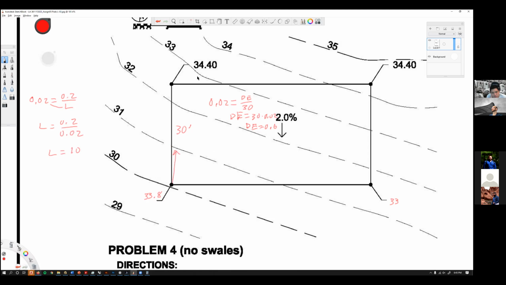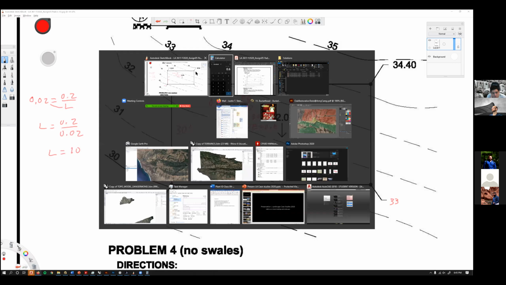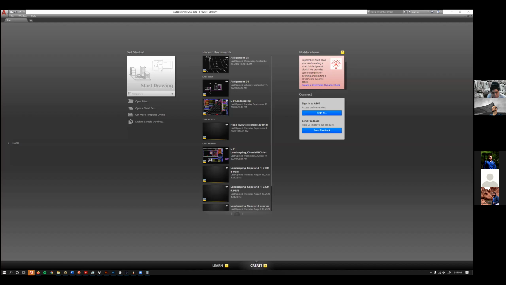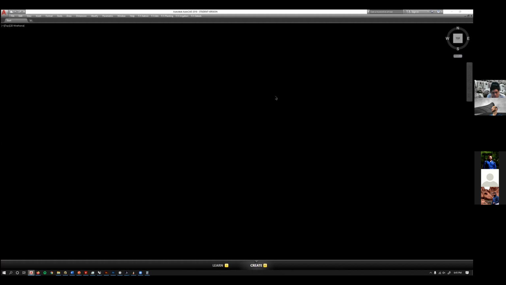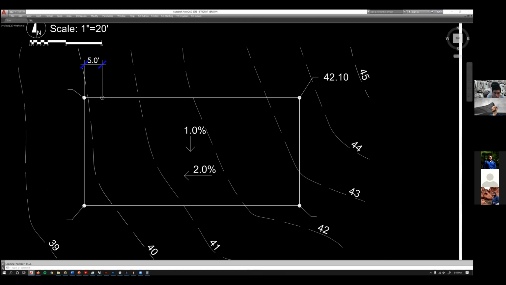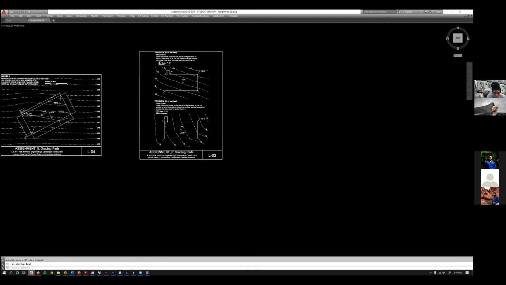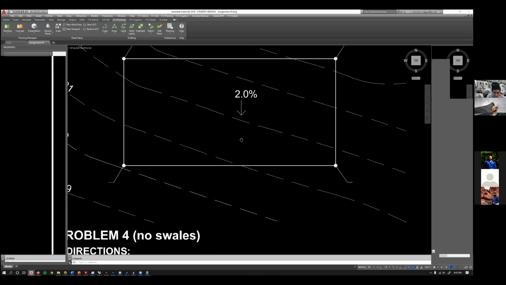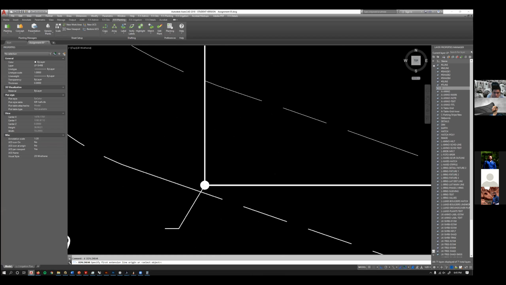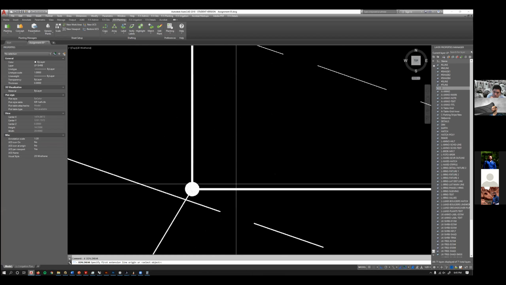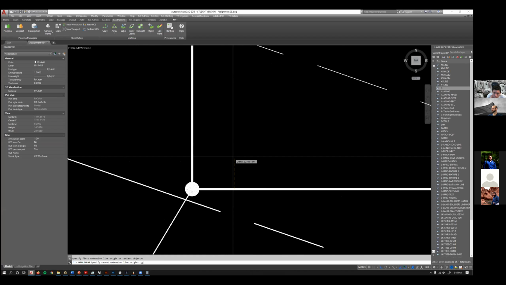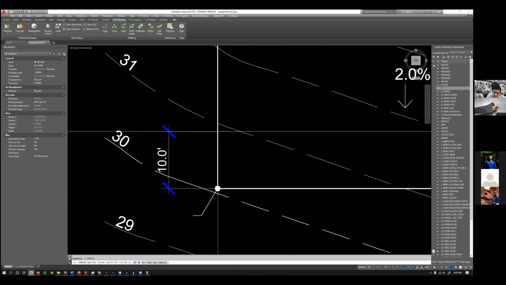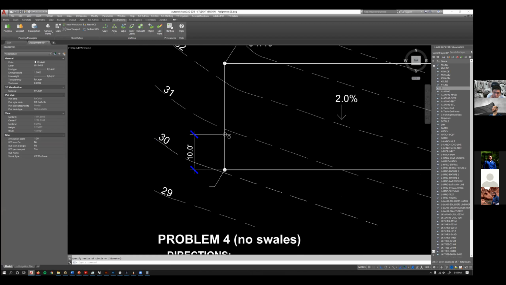I go to my AutoCAD, and I don't have it open. And we measure up 10 feet. Sorry, give AutoCAD a moment. All right. And that is where our 34 contour line is going to cross our slab.